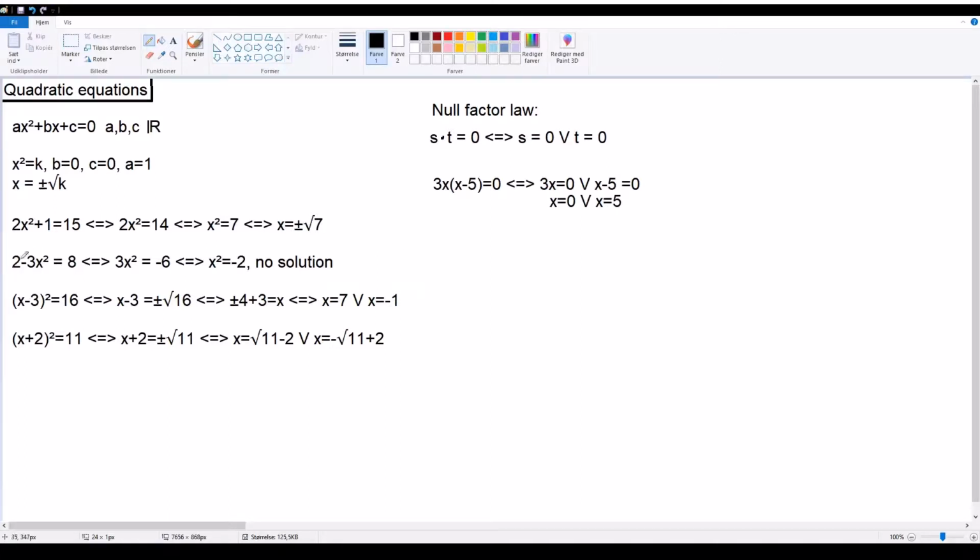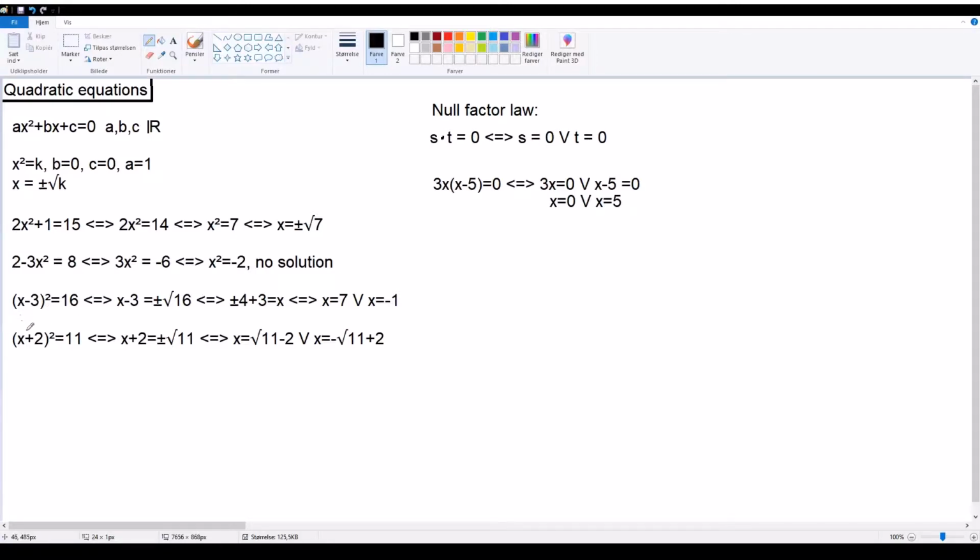Another example here is 2 minus 3x squared equals 8, which can then be rearranged into 3x squared equals negative 6, which can then be rearranged into x squared equals negative 2, which means that there's no solution, as you can't take the square root of a negative number, because no two of the same numbers multiplied together can be equal to a negative number.